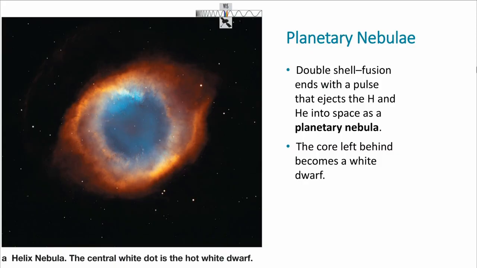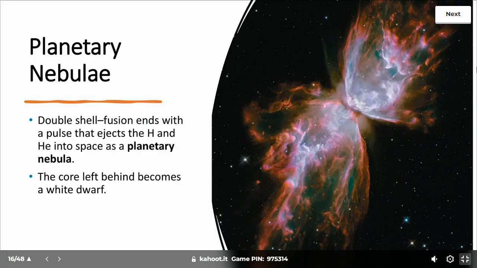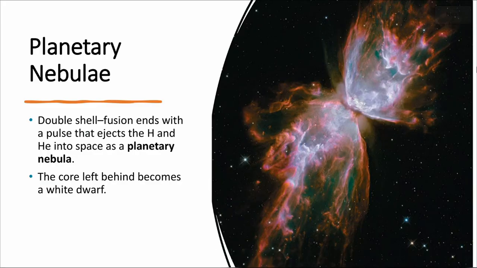And at the center of this nebula is going to be a white dwarf. And that white dwarf is the core of that star. And because that core was all the carbon that was not doing fusion reactions, a white dwarf is made out of a special type of carbon. And so here's another picture of what a planetary nebula might look like.